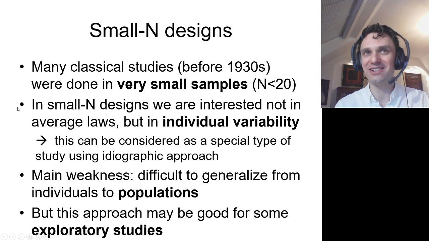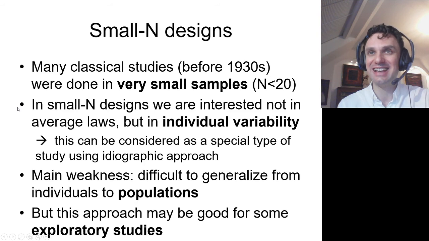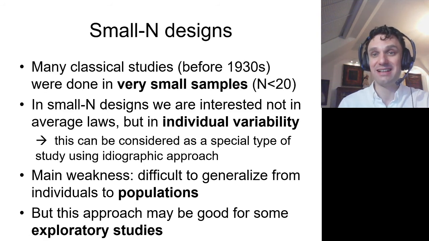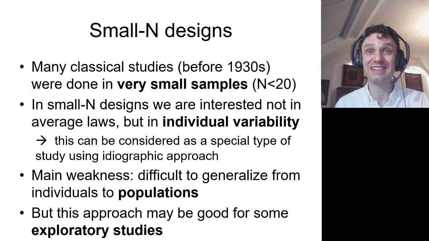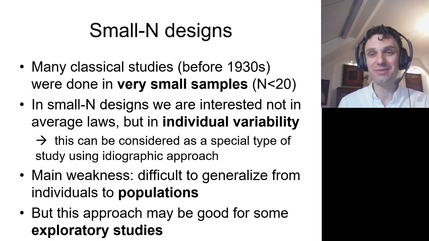And we can think of these small n designs as a special kind of study. Sometimes it's called a qualitative experiment, because it's not even so much a nomothetic quantitative approach. It's mostly an idiographic approach, when we are interested in individual variability, and we try to record whatever happens, and we try to just see what happens.